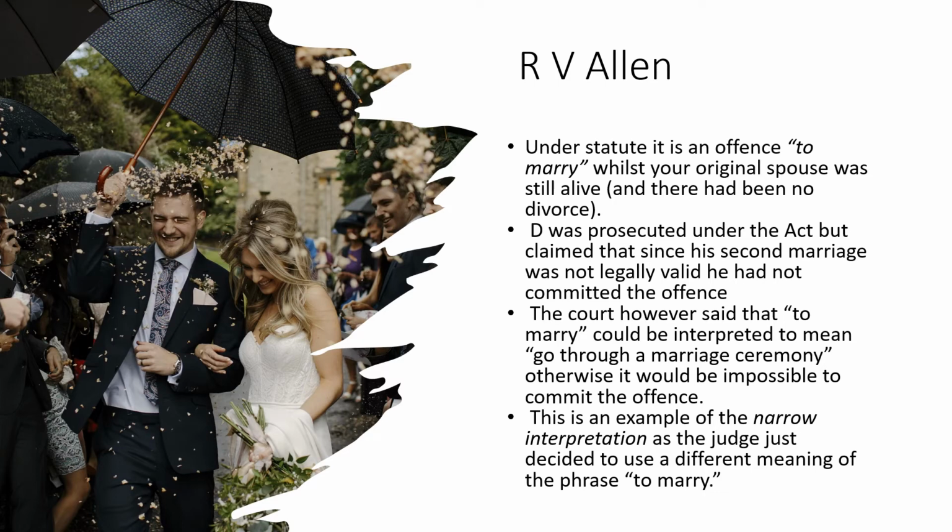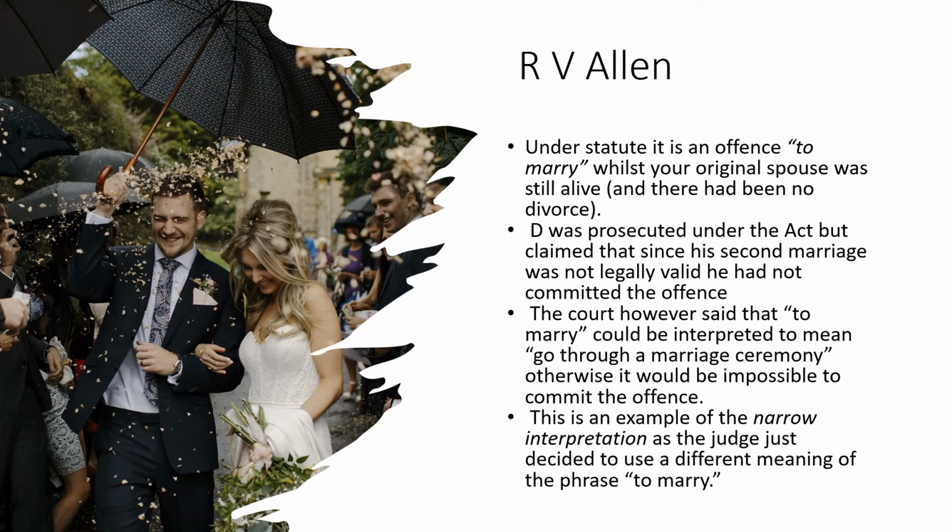Now, Allen is an example of the narrow approach to the golden rule. Again, just to reiterate, the narrow approach is where we look at different meanings of the same word. Under statute, it's an offence to marry whilst your original spouse is still alive and there's been no divorce. Now, in this particular case, Allen was prosecuted under the Act, but claimed that since his second marriage was not legally valid, he hadn't committed the offence, i.e., how can I marry someone if I'm already married, if it is an offence to marry?